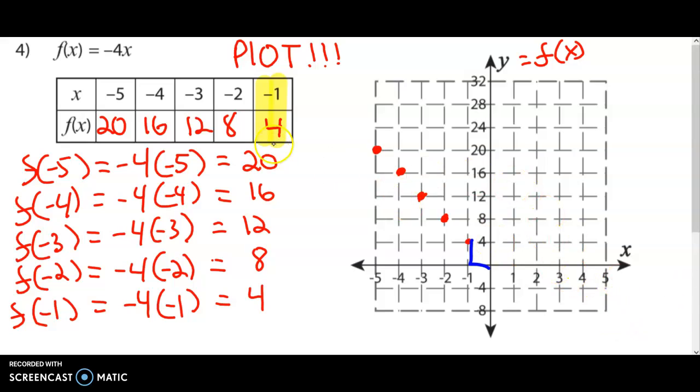Okay, so now I have all my points plotted, and now I can draw my line. And that's it. That is using function notation to plot points on a graph.